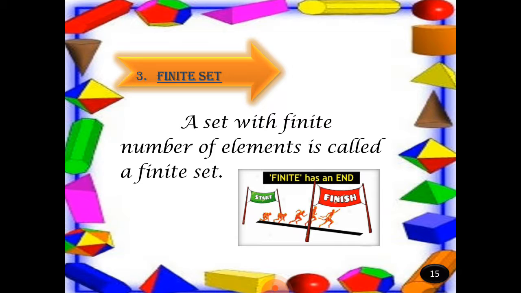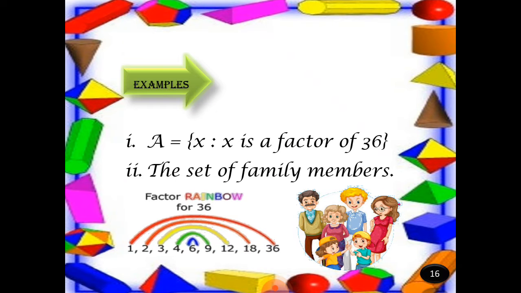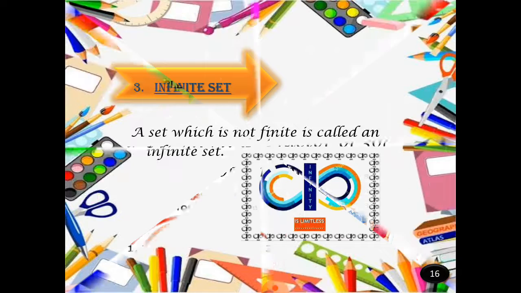Next let us see what is a finite set. A set with a finite number of elements is called finite set. It has an end. For example, a set X of factors of 36. The factors of 36 are 1, 2, 3, 4, 6, 9, 12, 18 and 36. So we can count the numbers. So countable number of elements is called finite set.